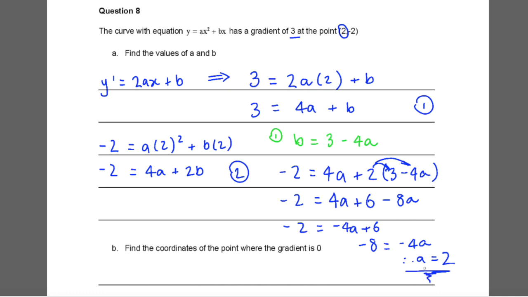All right, well, if a equals 2, then b, we can just sub that into one of these equations. So we're just going to sub that a back in. And it gives us, I'll sub it into equation 1 just because I can. So 3 equals 4 times 2 plus b. So 3 equals 8 plus b. Therefore, b is 3 minus 8. If we subtract 8 from both sides, 3 minus 8 is negative 5. So there's our two answers.